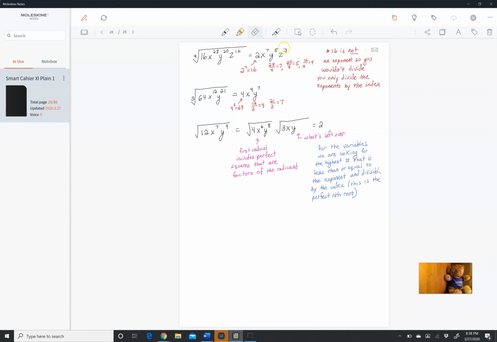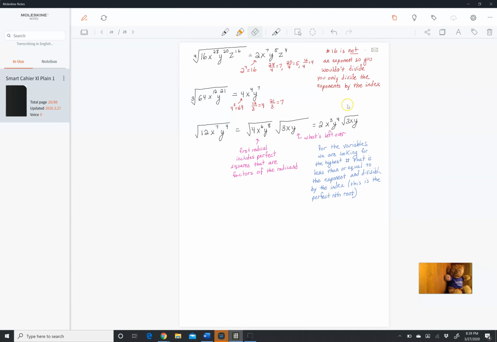Then we do exactly what we did up here. We're going to take our exponents and divide by the index. So 6 divided by 2 is 3. 8 divided by 2 is 4. This we can't do anything with, so we just leave it. It's just the square root of 3xy.